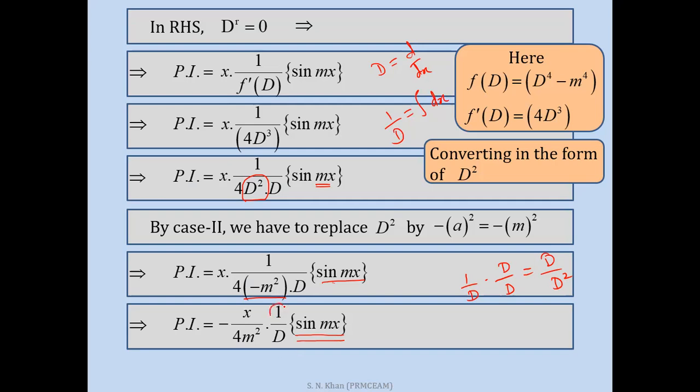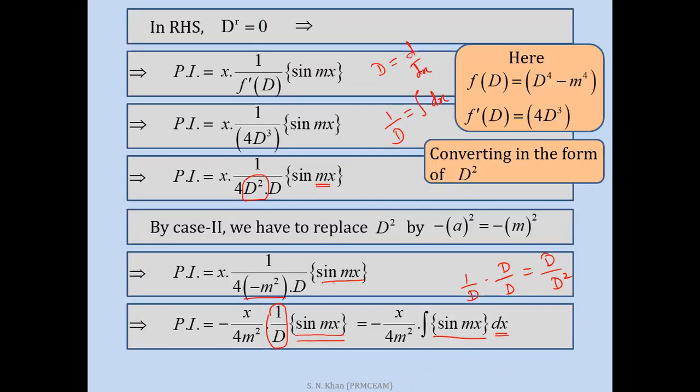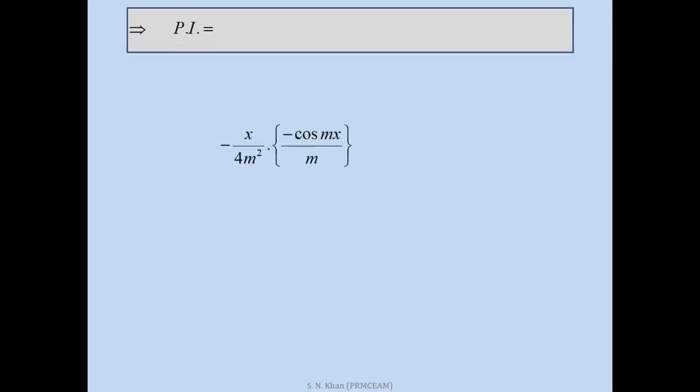So now this operator 1 upon d written here, we can convert into integration. It will become minus x upon 4 m square into the integration of the function sin mx with respect to x. Now we have to take the integration of sin mx. The integration of sin mx will be minus cos mx upon the coefficient of x, which is m. Sin's integration is minus cos, and upon the coefficient of x. The coefficient of x here is m.